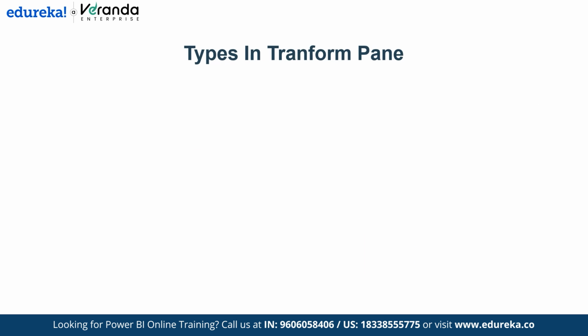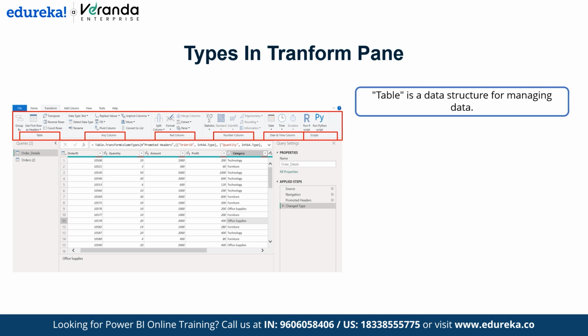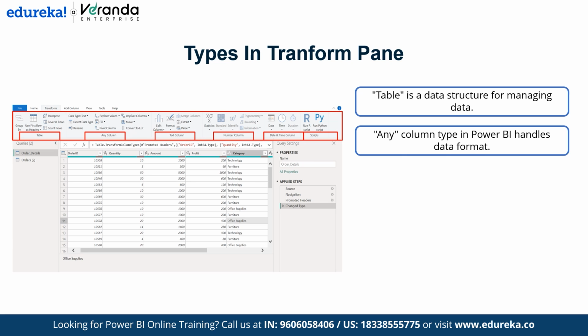Now let's see the types in the Transform pane, which comes under the Power Query Editor. The first is the table. It is a data structure with rows and columns for storing and managing data. You can filter and sort tables to prepare data for analysis. Next comes any column, a column type in the Transform pane that allows for data of any type, providing flexibility for mixed data formats.